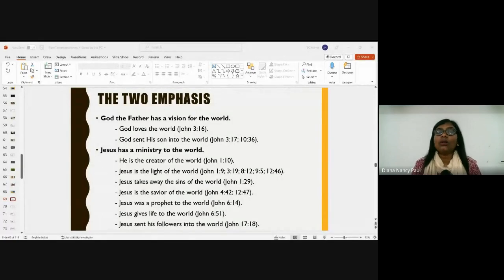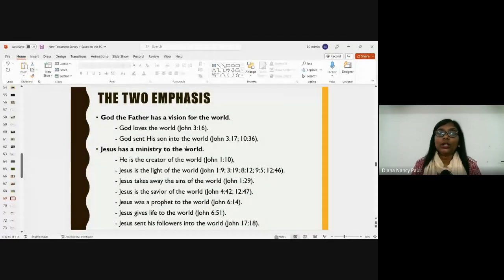The first emphasis is that God the Father has a vision for the world. So how do we know that? We see two points there. John 3:16, which explains that God loves the world, and John 3:17 says, God sent his Son into the world.